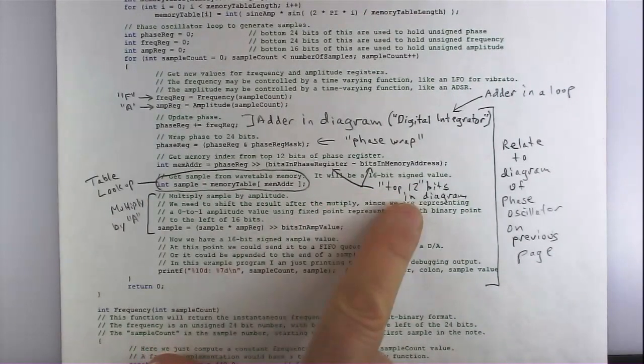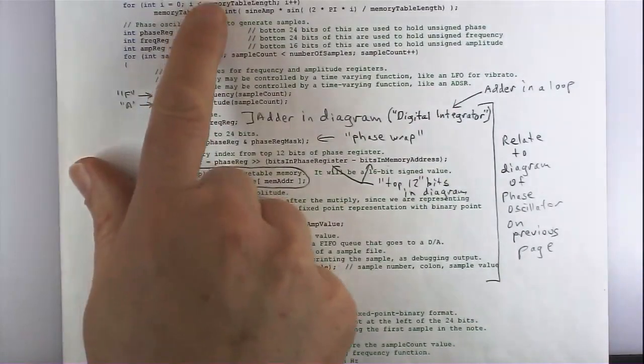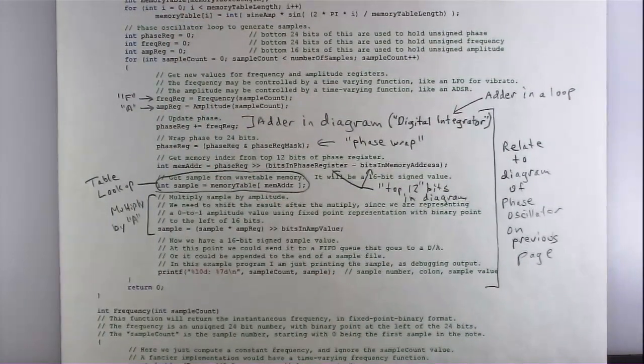Here's getting the top 12 bits, and then there's a memory table lookup. Up here I set the memory table at the beginning, so it's all there. It's all sort of pedantic. It is a pretty simple program. I think it's worth your time to actually study it and learn it, especially if you have true interest in digital synthesis. Because this stuff really matters.